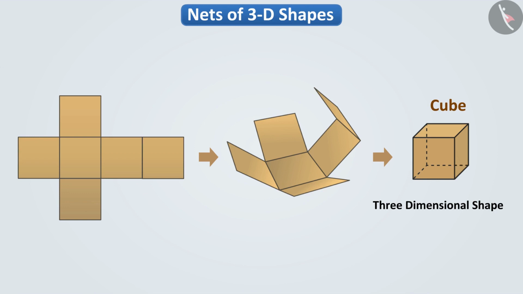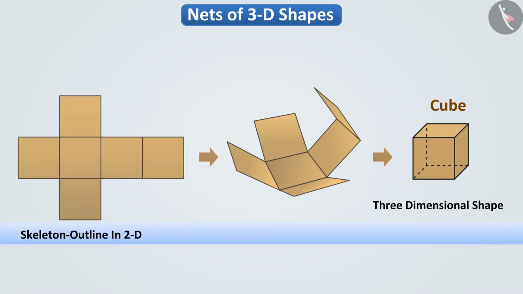Thus, here we have obtained a 3D shape with the help of a structure. A skeleton outline in 2D which, when folded, results in a 3D shape is called a net. Like this, it is a net of a cube.